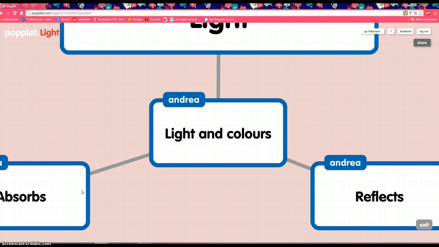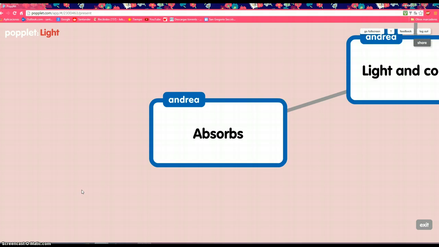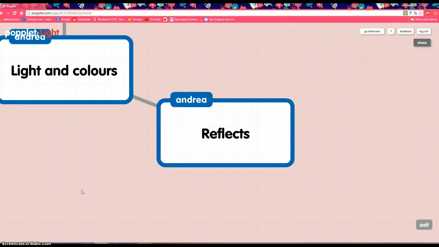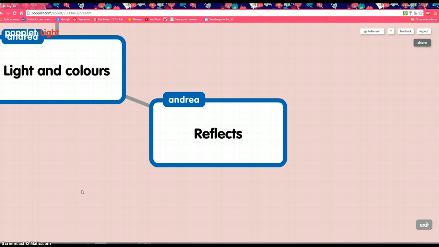Light and colors. White light is made up of infinite colors. In a rainbow, white light is separated into different colors. The color of an object is the color of the light which the object reflects. For example, a blue object absorbs every color of light except blue and reflects blue light into our eyes.